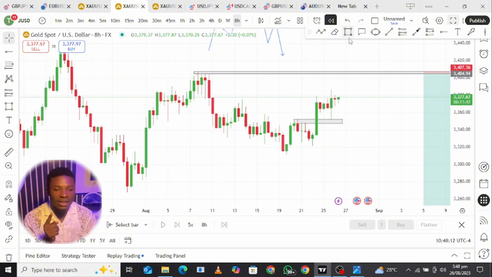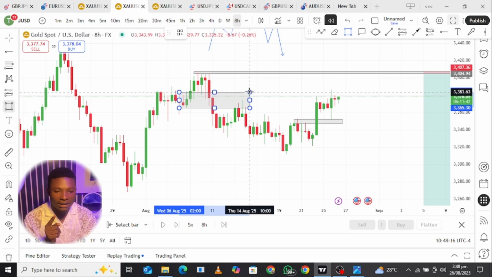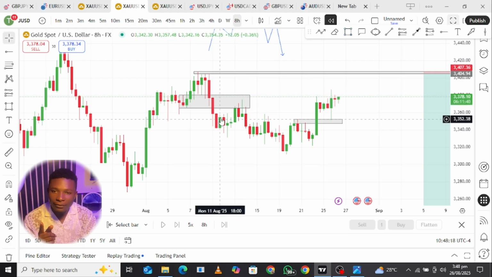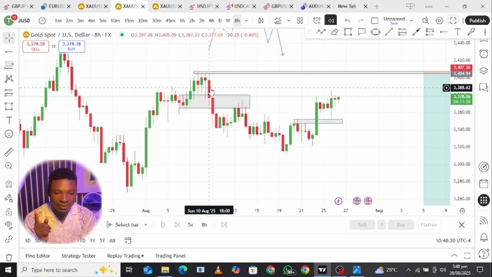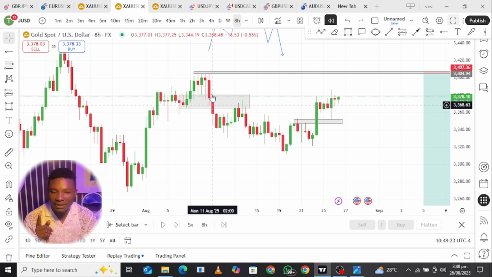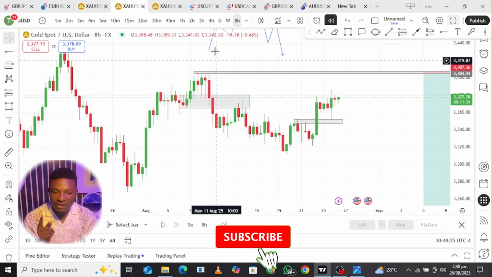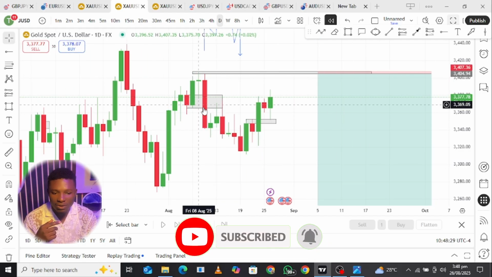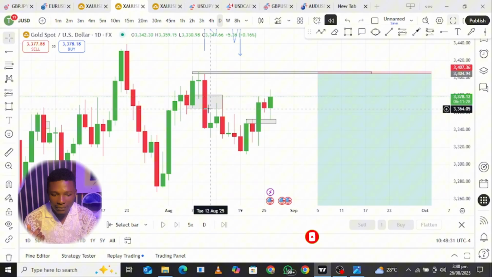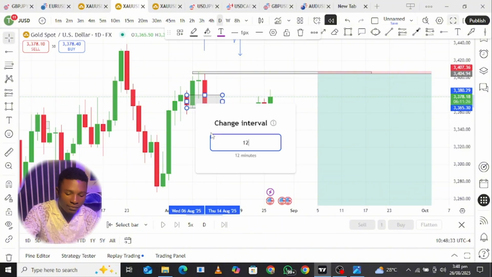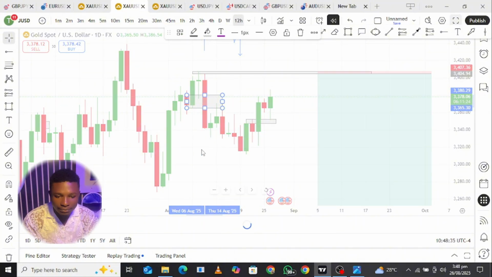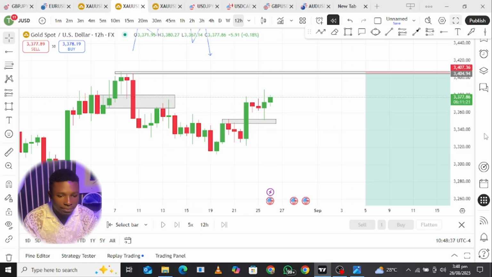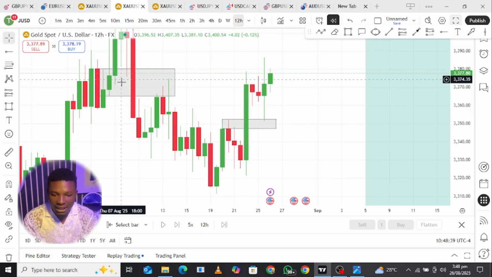So right here also you can see an ICT breaker block. This is an ICT breaker block right here, and the price returned to it. Don't forget the reason why price returned to this particular area. You should understand that on the higher time frame there's a gap right here. Let's check on the daily time frame, for example. All right, on the daily time frame right now, can you see we have a gap right here? Let me show you guys on the 12-hour time frame so that you can see clearly. Can you see we have a gap right here?